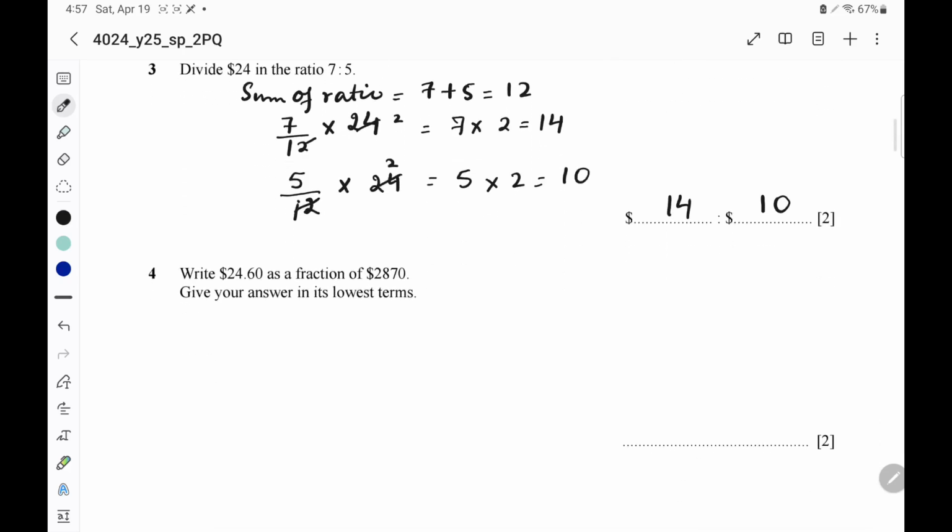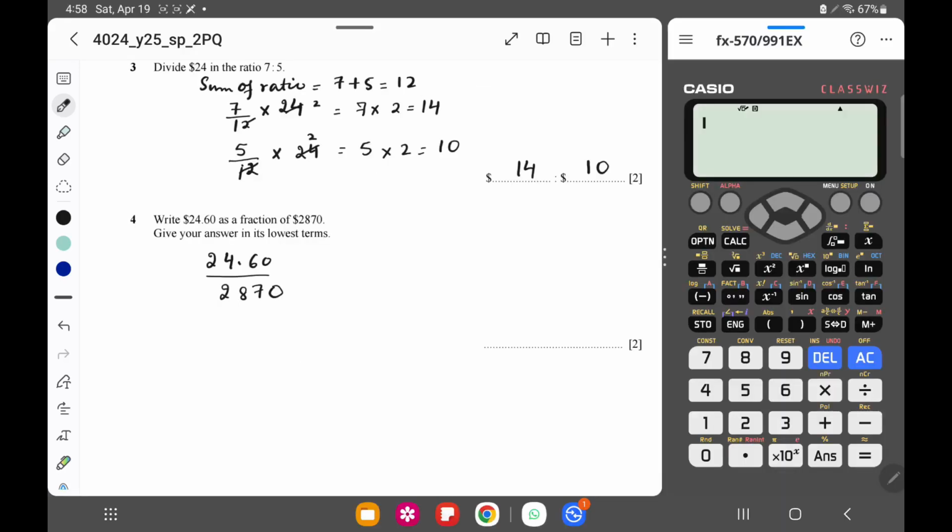In question number 4, write $24.60 as a fraction of $2,870. Give your answer in lowest terms. Alright, we'll have to write our answer in fraction. So 24.60 divided by 2,870. You can use the calculator. Alright, so use the calculator. 24.60 divided by 2870. Alright, equals to 3 upon 350.